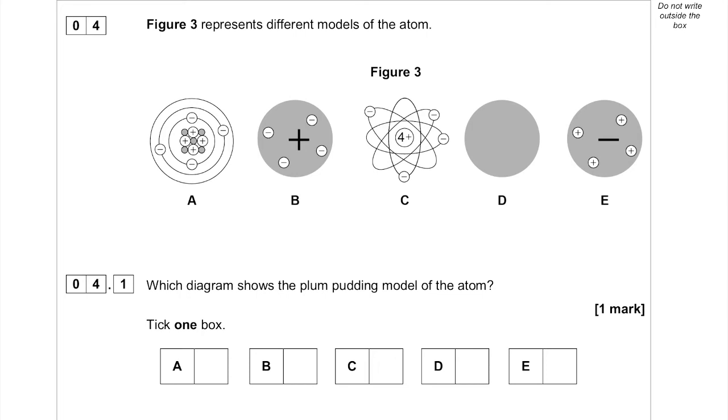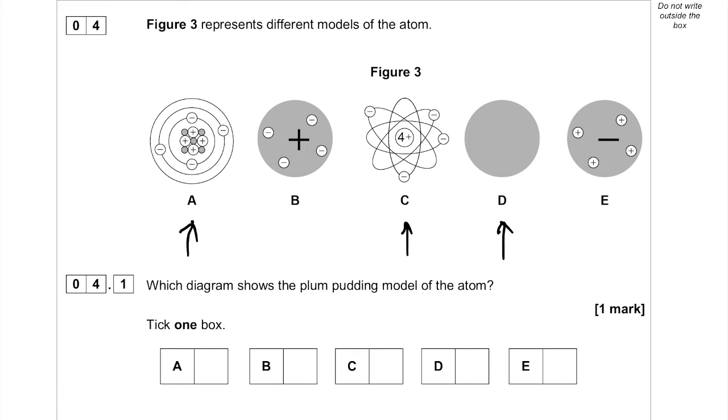Question 4, we have the atomic models. So 4.1, which is the plum pudding model of the atom. So it cannot be the first one, it cannot be the third one, and I literally do not know what D is. That's a hard sphere model, isn't it?